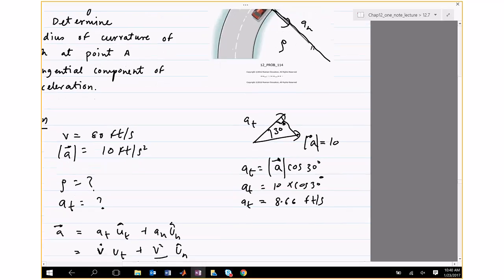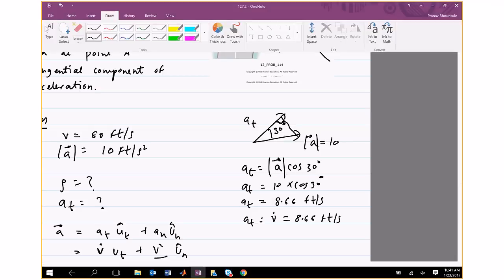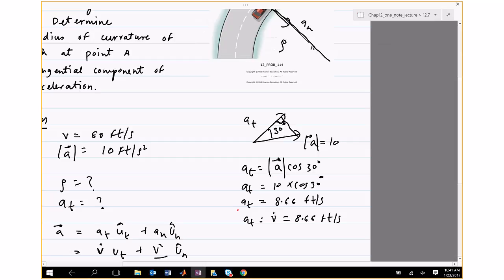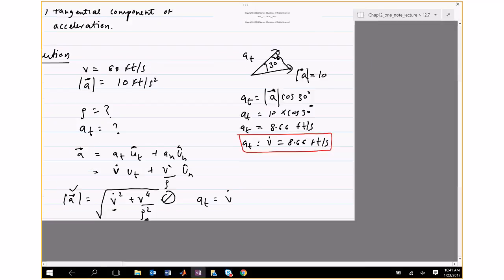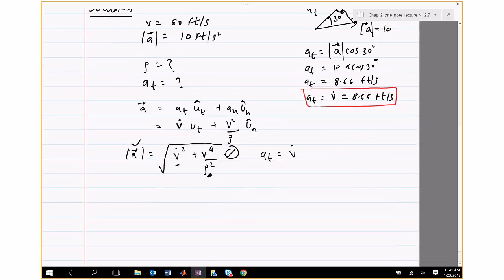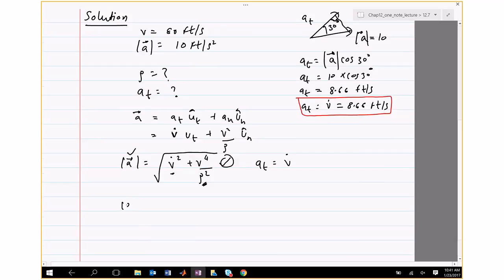Okay, so A_T is also v dot. A_T, v dot, is 8.66 feet per second. So we've solved for one of the unknowns. We still have to solve for the radius. So now what we have is, I know what the acceleration is. I know what v dot is. It's 8.66.